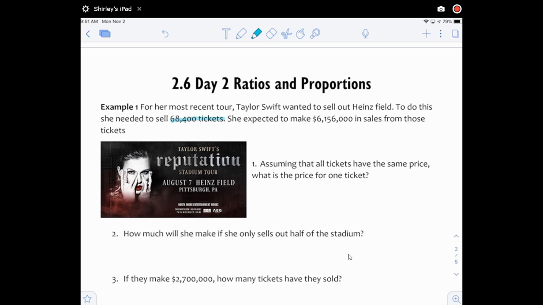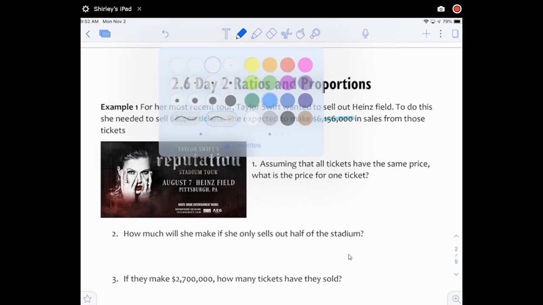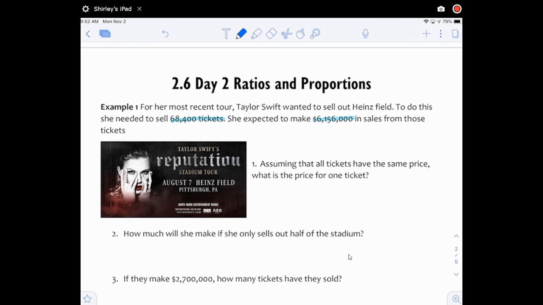She expected to make $6,156,000 in sales from those tickets. Assuming that all tickets have the same price, what is the price for one ticket? So this is kind of just asking, as a review, a unit rate problem. So if I need to know the price for one ticket, I have 68,400 tickets that are $6,156,000. So price for one ticket tells you the order in which you're going to divide.